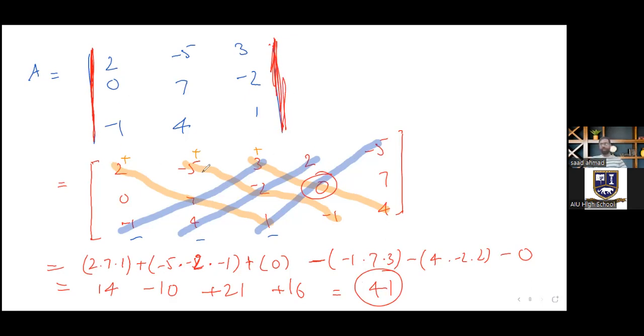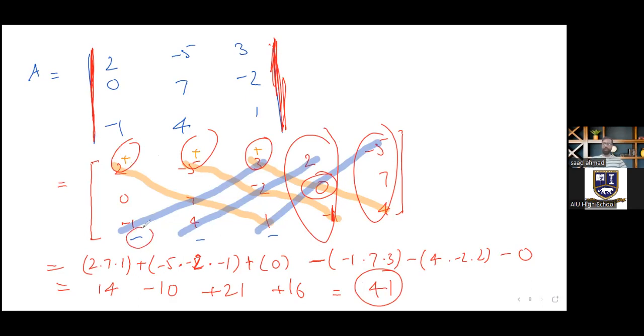So what we do is we repeat the first and the second column again, and then we multiply diagonally, first diagonal, second diagonal, third diagonal, with the plus plus plus, add these three, then the lower diagonal, first lower diagonal, second lower diagonal, and third lower diagonal, and then we subtract these three. So that will give us the determinant. So that's a quick way to find the determinant for 3 by 3.